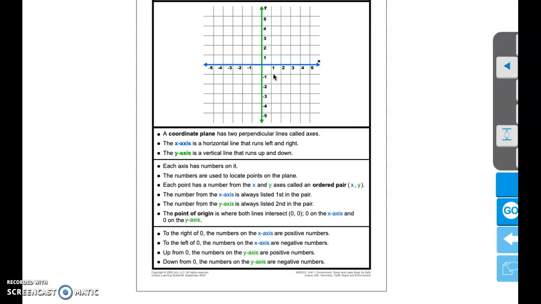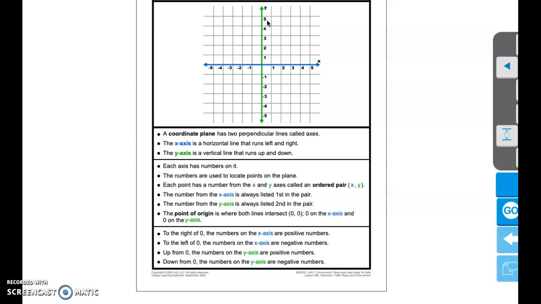So each axis has numbers on it. Notice that these numbers are positive numbers, 1, 2, 3, 4, and 5. And then when you go to the left, they're negative. Negative 1, negative 2, negative 3, negative 4, and negative 5. Okay, so this right here we are going to have as 0. This is 0, 0 right here, the point of origin. So when we go up, also positive, 1, 2, 3, 4, and 5. And then if we go down, negative 1, negative 2, negative 3, negative 4, negative 5.